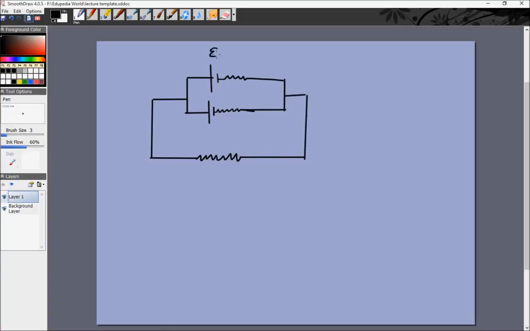Yeah, so this is E1, R1, E2, R2, capital R. So the current should be in this direction because both these terminals are positive. So current will flow in this direction.